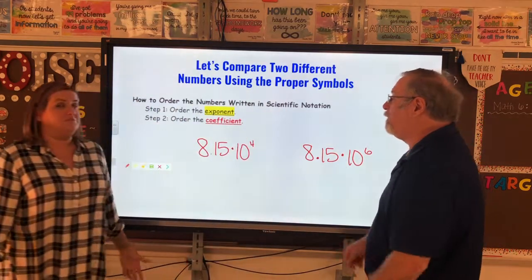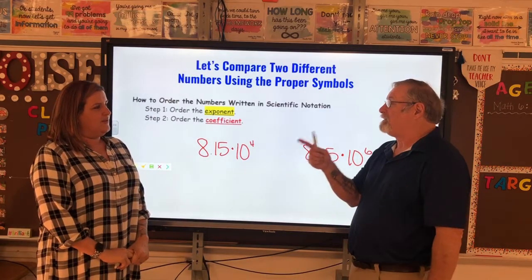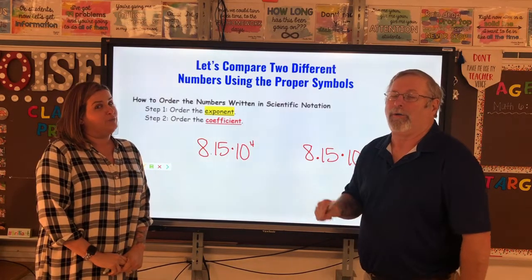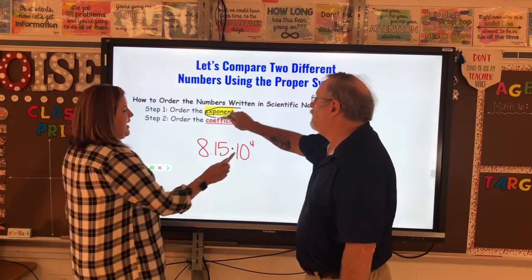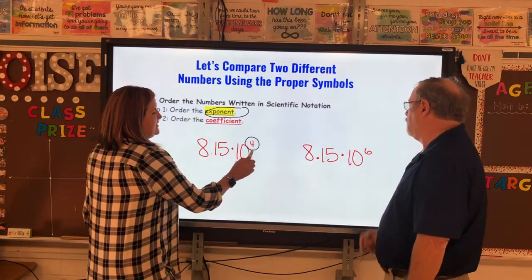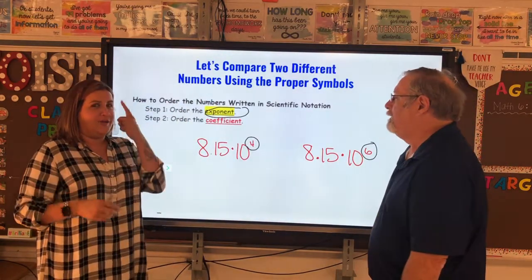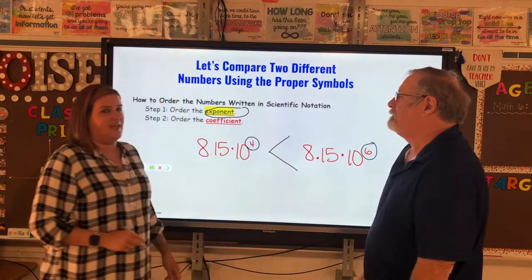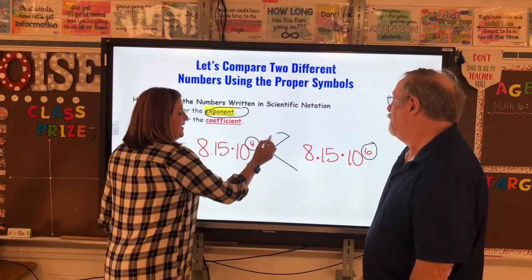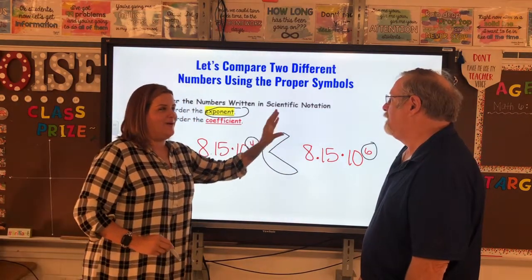That's a good one, because look, the coefficients are the same. Somebody might look at this and think this is one of those times we use equal. But no. What do you do first? First, you look at the exponent. We have a 4 and a 6, and 4 is less than 6. You can make this one like Pac-Man. Remember, the Pac-Man always faces the bigger number.